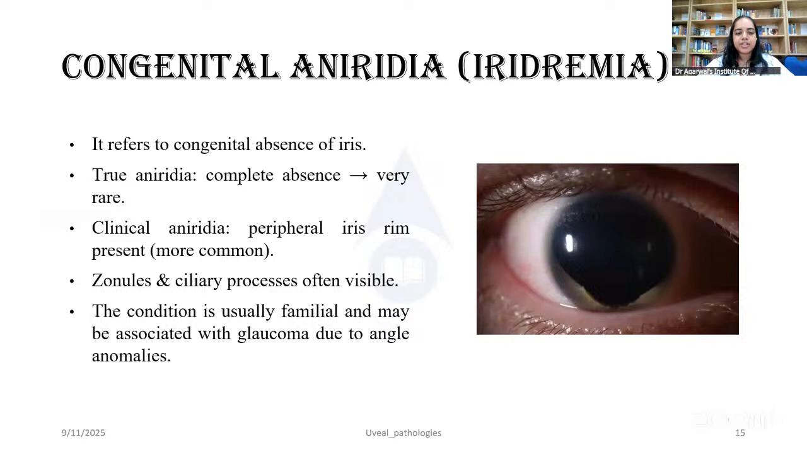Congenital aniridia refers to congenital absence of the iris. True aniridia, complete absence, is very rare. In clinical aniridia, a peripheral iris rim is present. Zonules and ciliary processes are often visible. The condition is usually familial and may be associated with glaucoma due to angle anomalies.